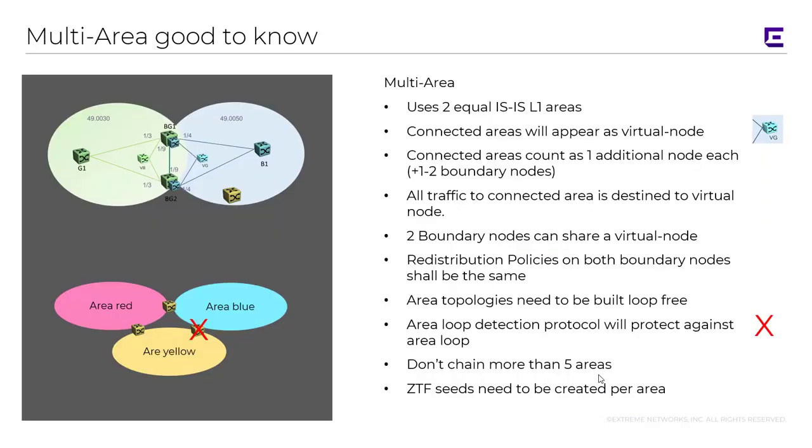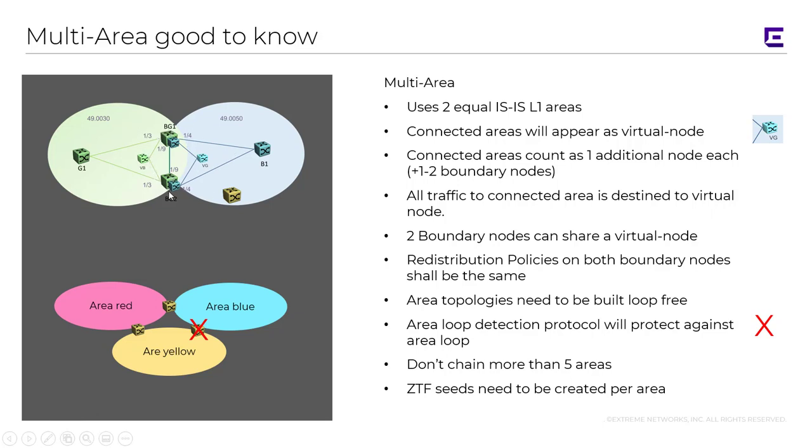As always, before we go into design concepts, it's always good to go over a few good to know facts. First thing to realize is ISIS multi-area uses two equal L1 areas. And that's an important thing. They're simply peered L1 areas, and the area border nodes accomplish that peering. Connected areas will appear as virtual nodes, and the actual diagram here shows that.